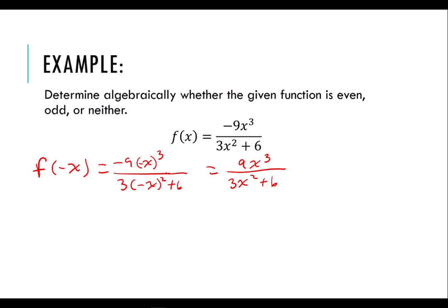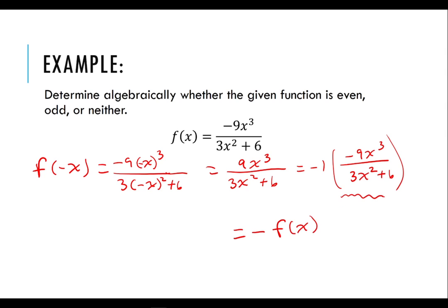And then this is not the same function we started with, so we can go ahead and say it's not even. But we do need to factor out a negative 1 and try to see if we get negative f of x. So factor out a negative 1, then I'm going to decide on top or bottom, but I notice that the bottom is already matching the denominator here, and so I'm going to factor that negative out of the top, which then leaves me with negative 9x cubed divided by 3x squared plus 6. At this point, notice that that is really negative times the function f of x, because this right here is our original function. It's exactly the same. So then we can say that this one is an odd function.